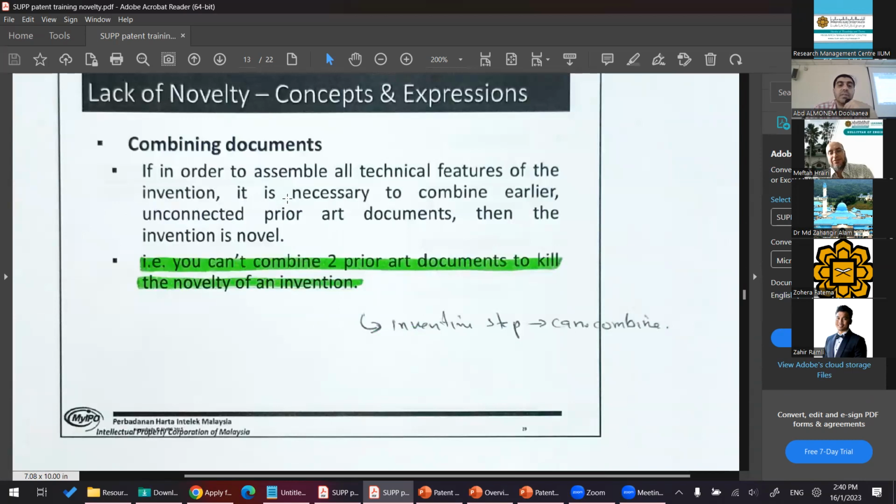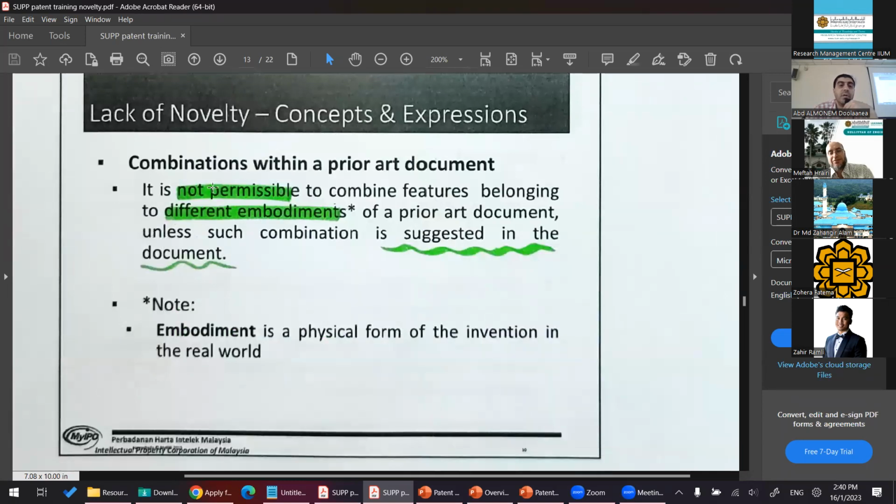Combining documents, it's not allowed to combine two documents to kill the novelty. Combination within the prior art itself, it's also not allowed to combine different embodiments inside the same prior art. Embodiment means the examples. In patent science, embodiment is the examples, how to apply. For example, when we patent a formulation, there are different variations of the formulation. We put everything as examples: example 1, example 2, example 3. We call it embodiment. So you cannot even combine two embodiments to kill the novelty. Embodiment 1, for example, discloses these features. Embodiment 2, different features. You cannot combine them to kill the novelty.